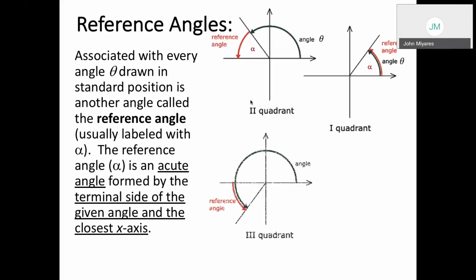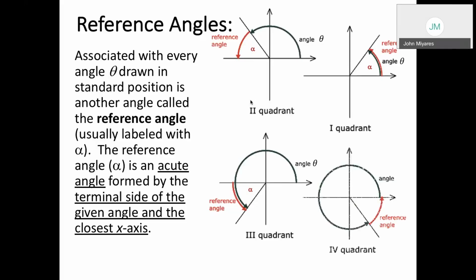If we go into quadrant 3, the angle theta might measure somewhere between 180 degrees and 270 degrees, but the reference angle alpha will be measured back to the nearest x-axis, which is the negative x-axis again. So you'll just be subtracting 180 degrees from that measure. So if angle theta were 210 degrees, angle alpha would be 30 degrees.